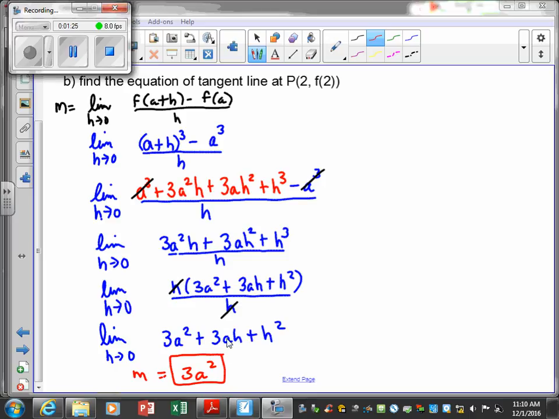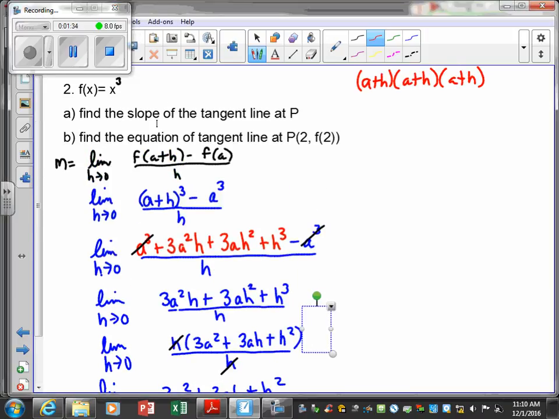So when h is 0 here, that would have been 3a squared plus 0 plus 0. Okay, so let's go to part B. Find the equation of a tangent line. This particular time we have P is (2, f evaluated at 2). Now, in a previous problem, they gave us our ordered pair.